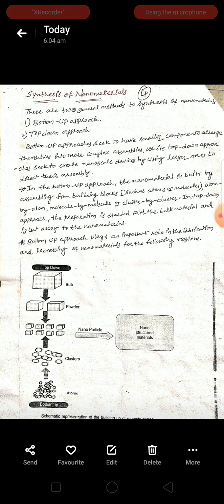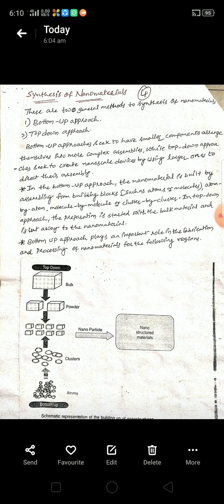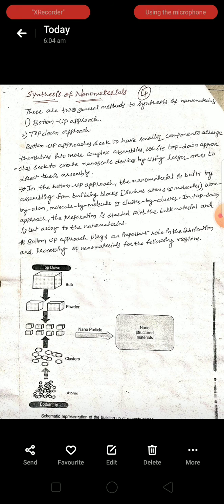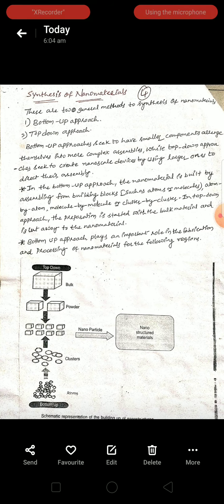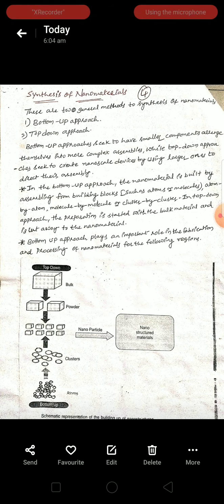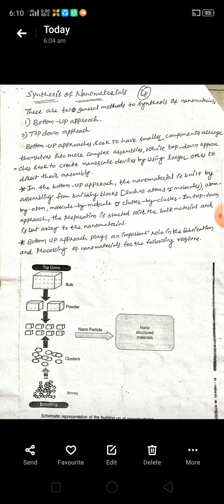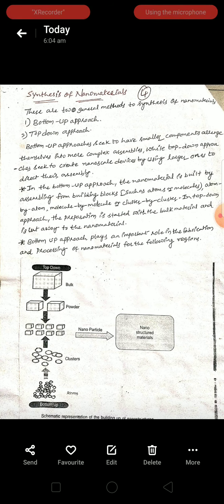whose dimension lies between 1 to 100 nanometer. This is the definition of the nanomaterial. A nanomaterial is a material whose dimension lies between 1 to 100 nanometer.